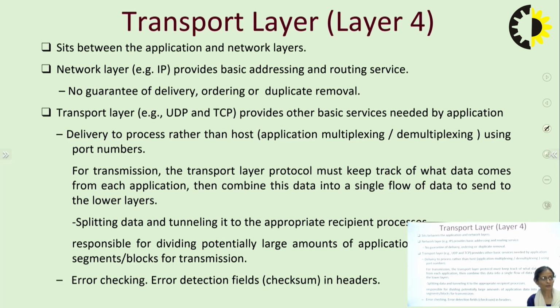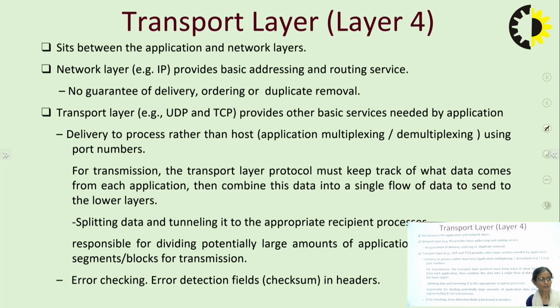The transport layer, where we have UDP and TCP, provides other basic services needed by the application, that is, delivery to a process rather than a host. For this, we use port numbers. For transmission, the transport layer protocol must keep track of what data comes from each application, then combine this data into a single flow of data to send to the lower layers, splitting the data and tunneling it to the appropriate recipient process. It is also responsible for dividing potentially large amounts of data into segments.